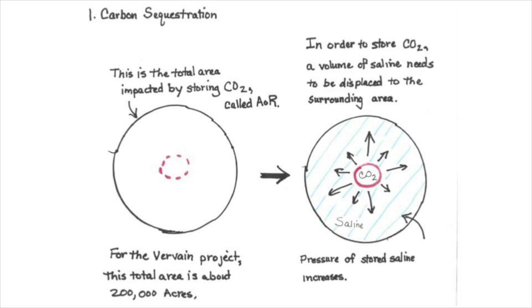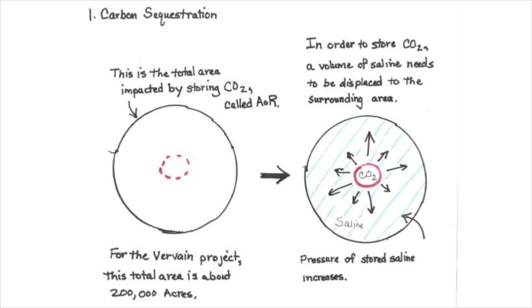Okay, this first circle, we're going to say this is the total area impacted by storing CO2. This is called the AOR, or Area of Review. The US EPA requires an applicant for a well permit to calculate where that is, and that is the outermost pressure front that they anticipate when they get all the CO2 down there that they're planning to put down there. That's how far out that pressure front would be.